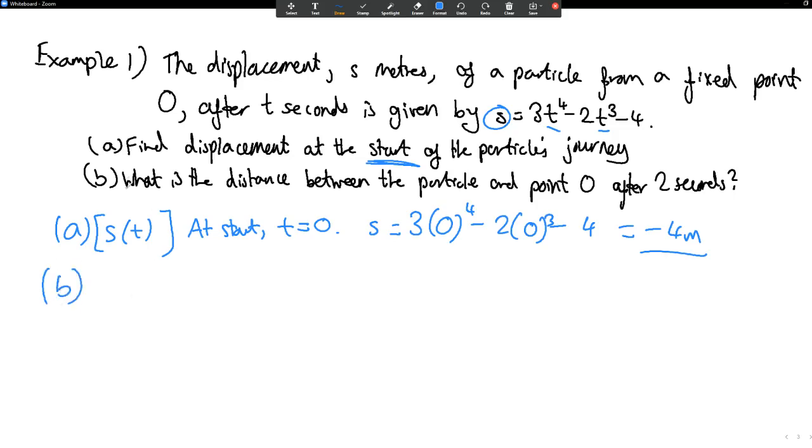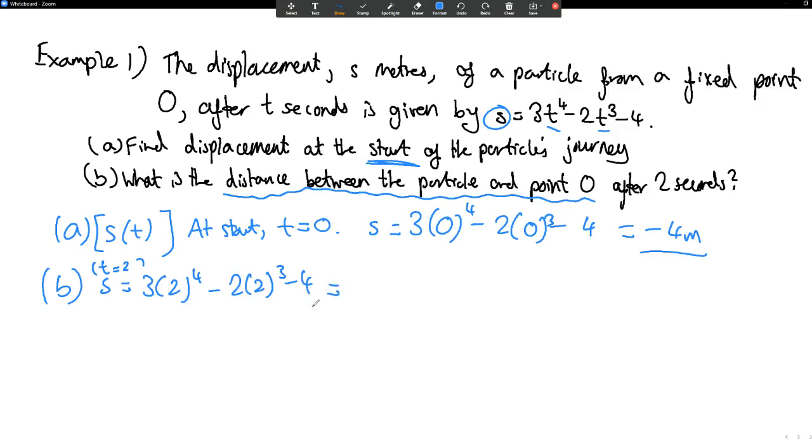Alright. And then it asks, what is the distance between the particle and the point O after 2 seconds? So remember, the distance between the particle and point O, that is just the displacement. So the displacement is the distance, or as in we can get it from the displacement. So after 2 seconds, let's figure out what that is. So now t is equal to 2, right? So we substitute 2 into here, like so.